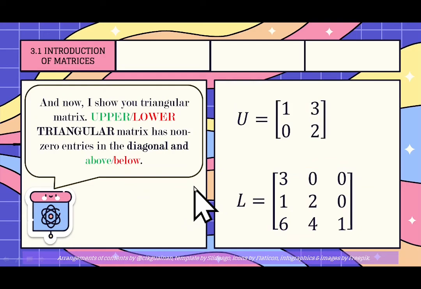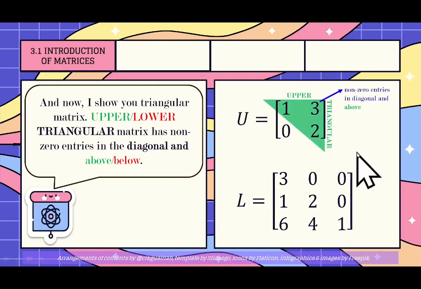Okay, let's continue with upper and lower triangular matrices. So what is an upper triangular matrix? An upper triangular matrix is a matrix that has non-zero entries in the diagonal and above. In the diagonal and above, and the rest must have zero entries only.